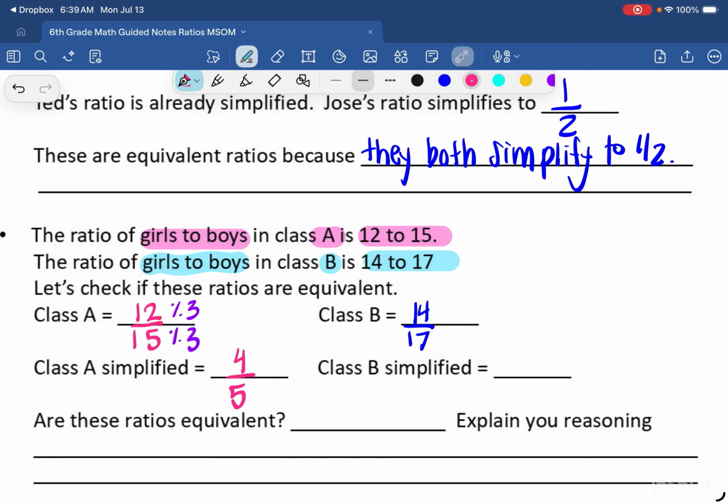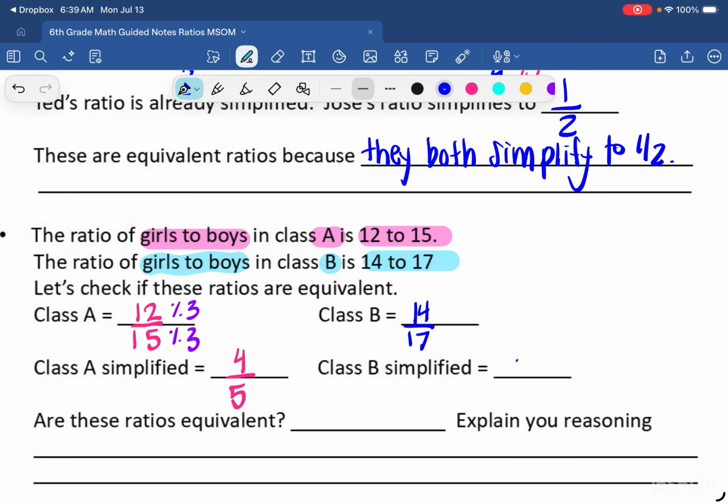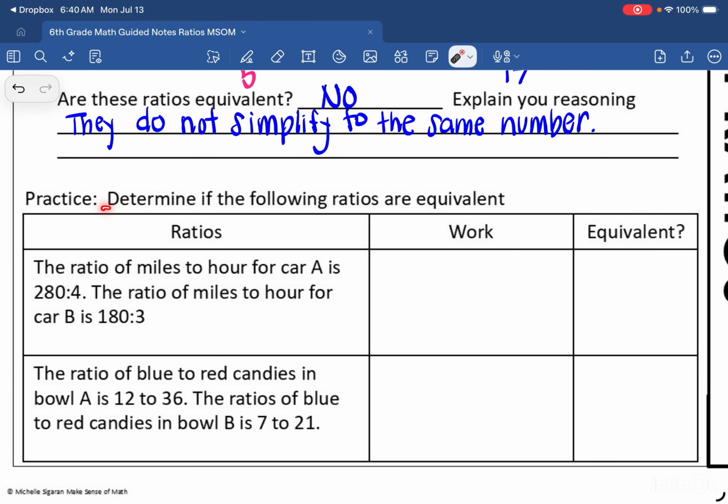Class B, 14/17, that cannot be simplified more. I know that because 17 is a prime number, so that number is already simplified. So 14/17. Are these ratios equivalent? No. Explain your reasoning. They do not simplify to the same number. Practice. Determine if the following ratios are equivalent.